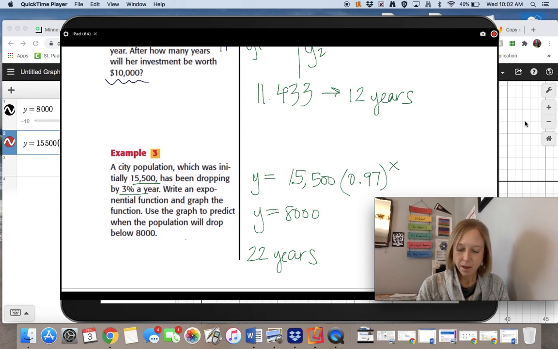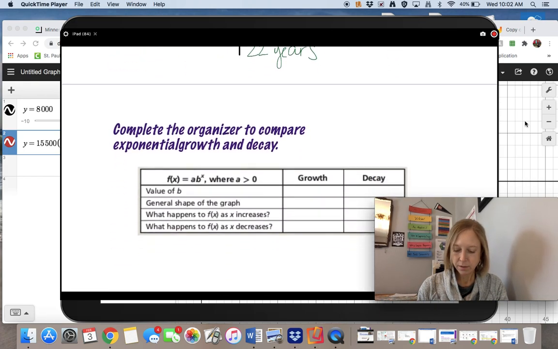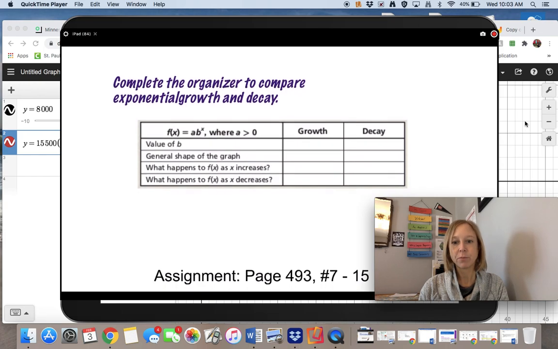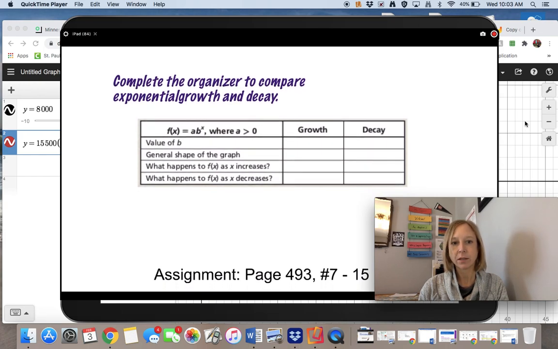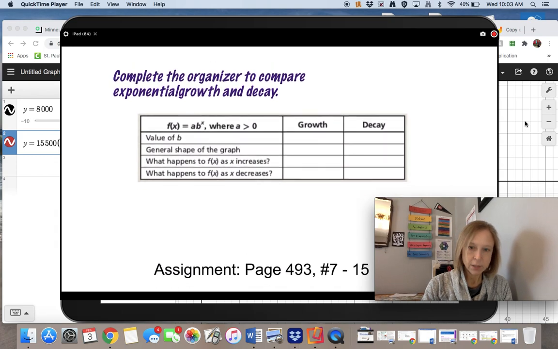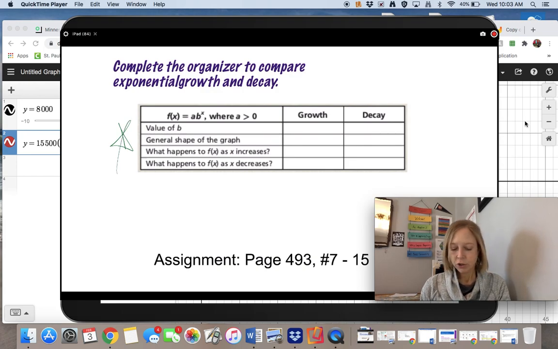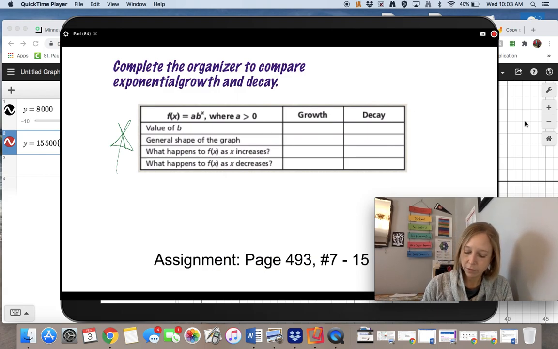Okay. All right, so that's it for this week. Identifying growth and decay, graphing, and then writing it in that percent increase and decrease. I suggest that you take a few minutes with your notes and you fill in this chart, to show what you know about growth and decay. So the value of B for growth is greater than 1, and for decay, that value of B is greater than 0, but less than 1, okay? So that's how we would fill this out.